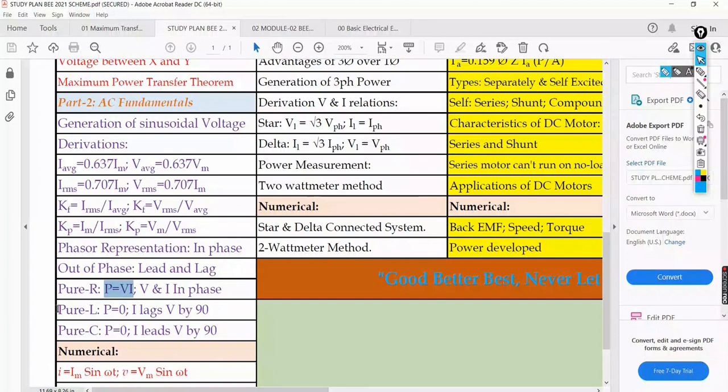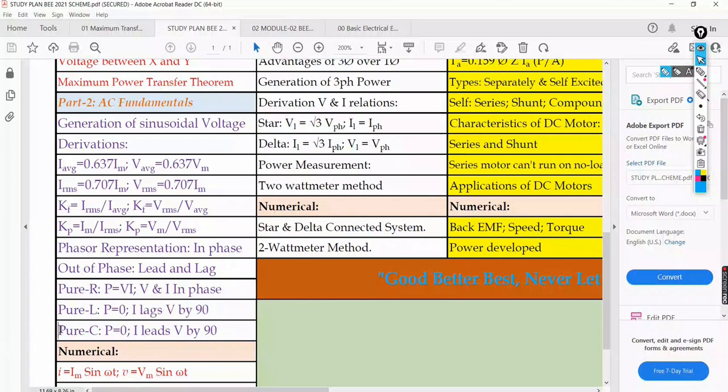Then with respect to the pure inductance, current will lag the voltage by an angle of 90 degrees. If phi is 90 degrees, cos phi is equal to cos 90. Cos 90 value is what? 0. What is the power equation in case of an AC circuit? P is equal to VI into cos phi. If cos phi is 0, then what is the amount of power consumed by the inductance? Always it is 0. It means that inductance never consumes active power. That you have to remember.